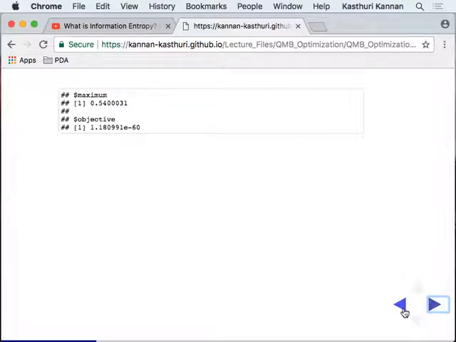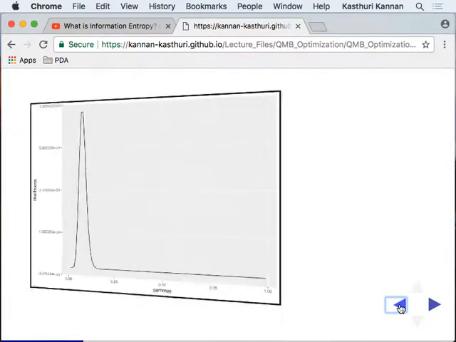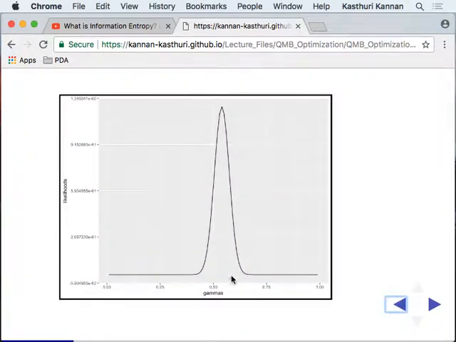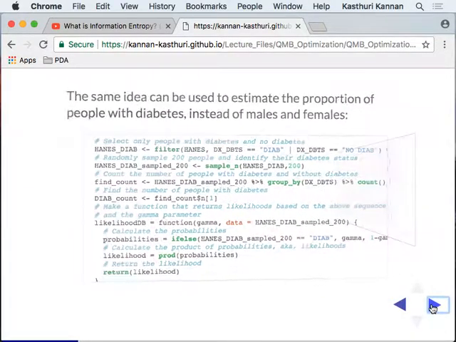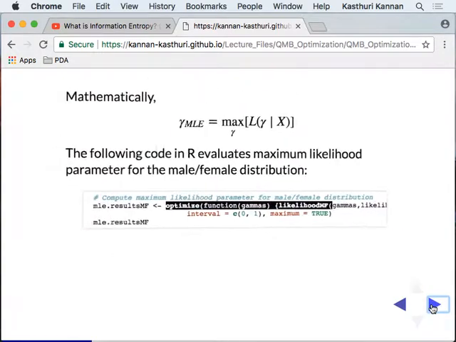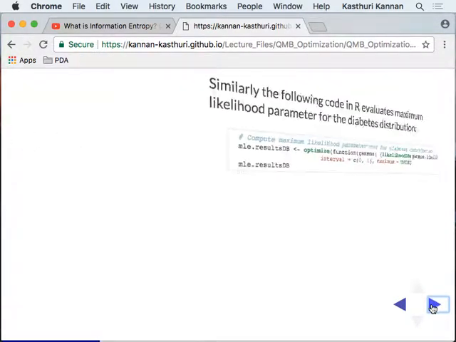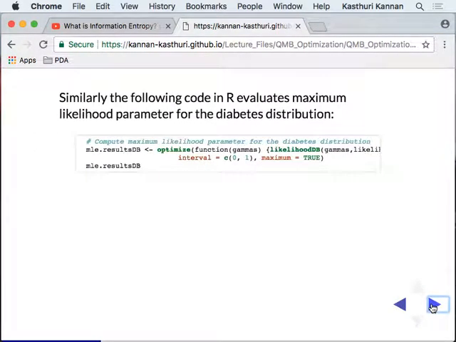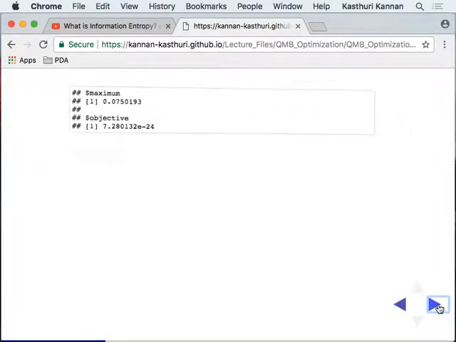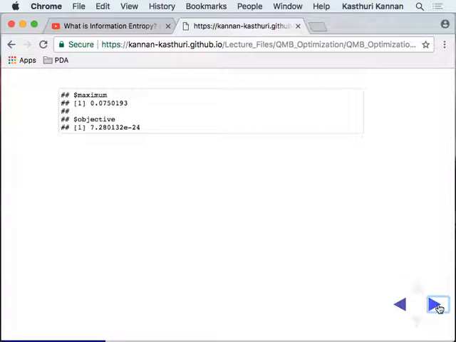It corresponds to this curve, where about 0.54 is the maximum it appears. So that's the proportion of females given this likelihood model that you have here. Similarly, we can do it for the diabetes population. It's the same binomial model: somebody has diabetes or somebody doesn't have diabetes. So it's a simple binomial model, and the probability turns out to be about 0.75.